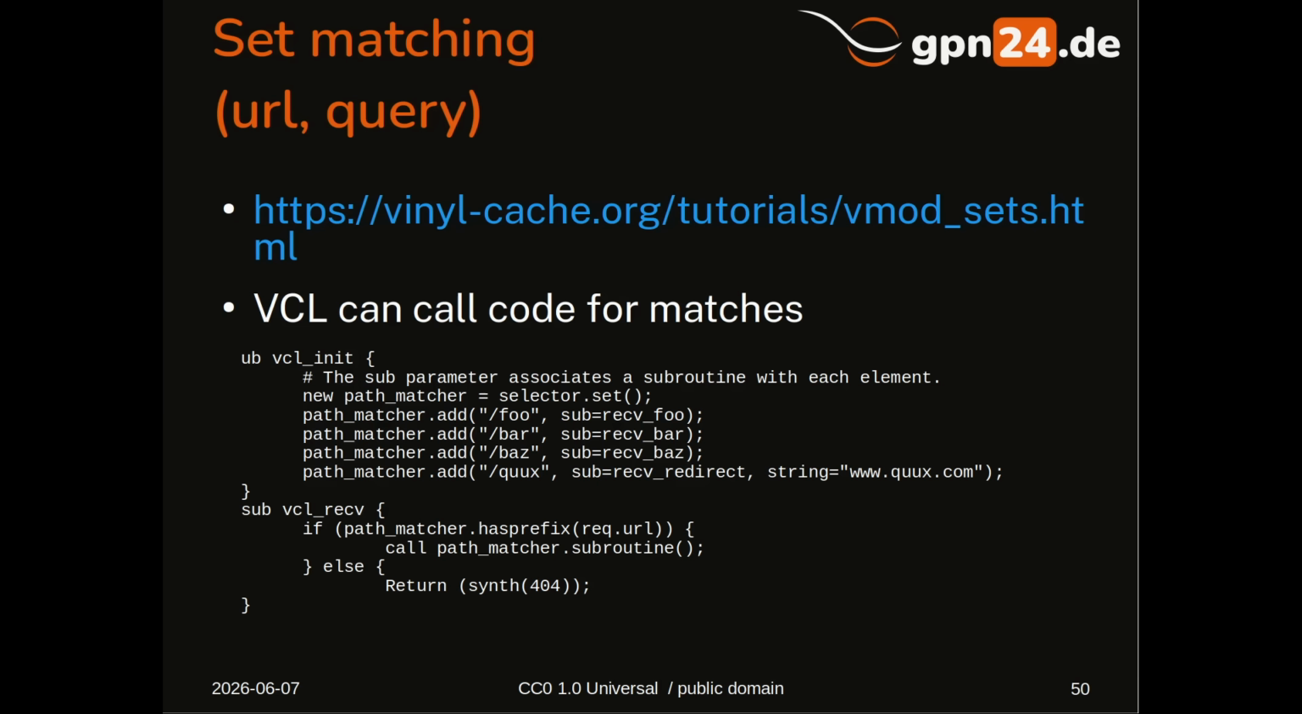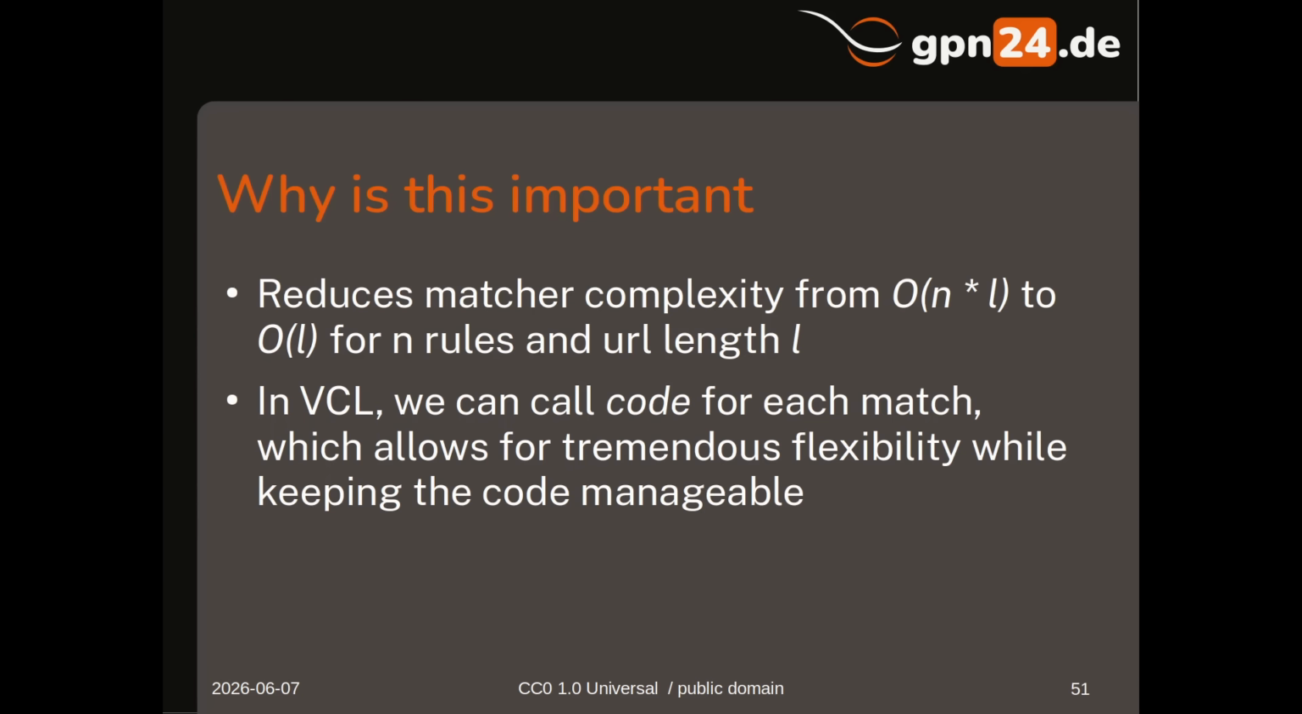We run one big pattern matcher against the string that we get presented, and then we make our decision, and making the decision in this case means calling some code. That code then handles this specific sub-problem. So now we've already made the problem substantially smaller, and then we handle the next level of that problem. Why is this important? It reduces the complexity from n times L, the number of matches times the length of the URL, to just order of length of URL.